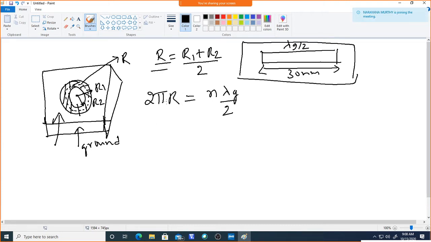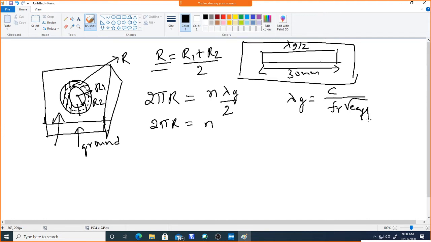Okay, so now we know R is nothing but the average, R1 plus R2 divided by 2. If you substitute, we get 2 pi R equal to n times lambda g by 2. We know lambda g in terms of the resonance frequency, that is c by Fr into root of effective epsilon. Substituting this lambda g, you get c by 2 into Fr into root of effective epsilon. This is the equation for your resonance frequency in terms of the mean radius.